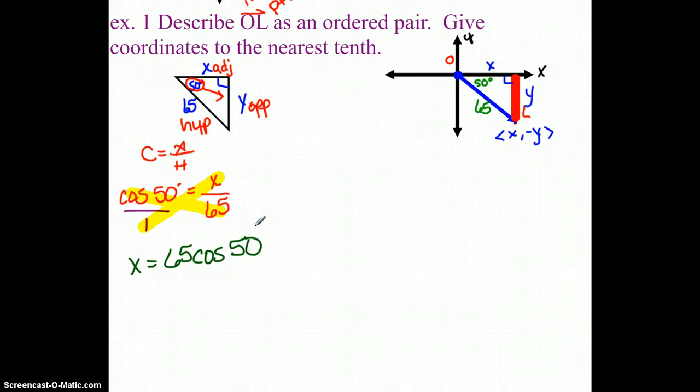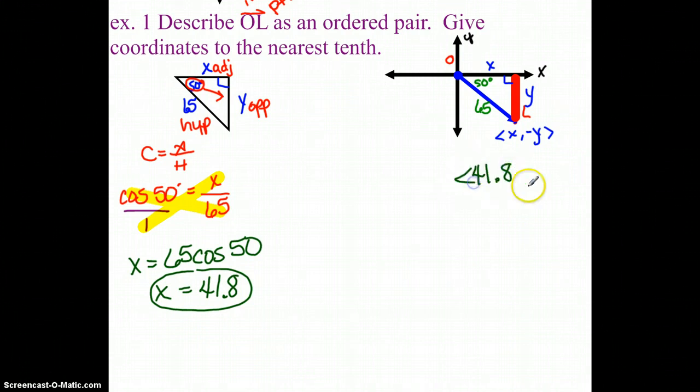So 65 times the cosine of 50 is going to give me 41.78, and it keeps going. Now remember, I only want up to the nearest tenth, so 41.8. There's my x value. So I know in a minute when I put this together, my 41.8 is going to be out in the front.